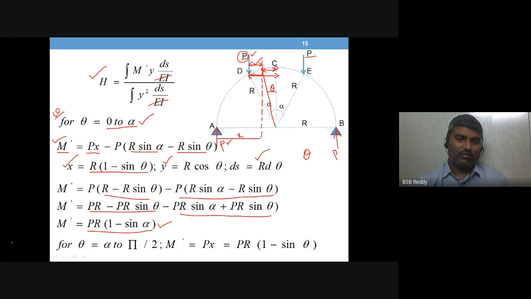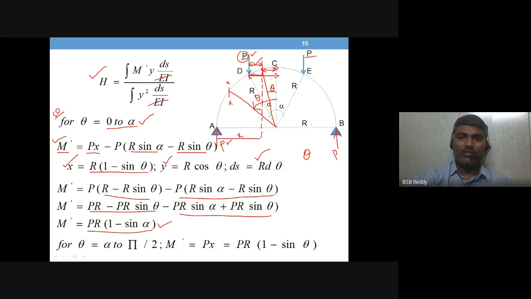Right. So next we need another section to cover the other half of the arch. By that we make it 2 times because of symmetry. Between AD I am going to take another section. So what is that? Theta now. Okay, this is the section taken. Now this is your theta value measured from the vertical line.